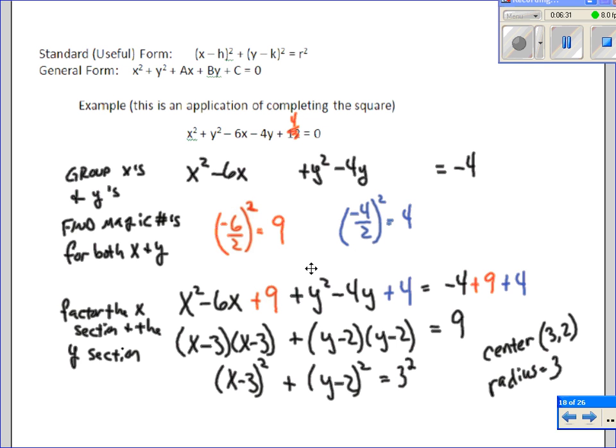To complete the square, we're going to find our magic numbers for the x's. Take the negative 6, half of it squared gives us 9, and complete the square for the y's. Negative 4 divided by 2 squared is 4, and we'll add those to both sides of the equation, keeping the equation balanced. Now we can factor the x's, giving us x subtract 3 squared, factor the y's, giving us y subtract 2 squared, and then over here on the right side of the equation, we end up with 9, which I'm going to write as 3 squared, so it fits that standard form. And then we can see the center of our circle is 3, 2, and the radius is 3.